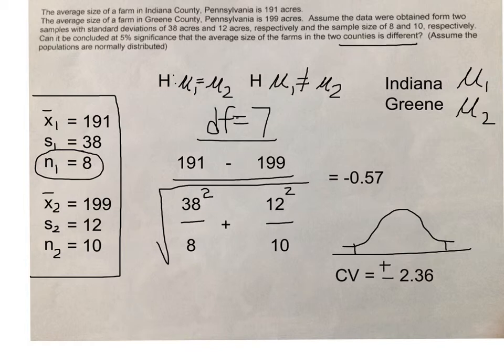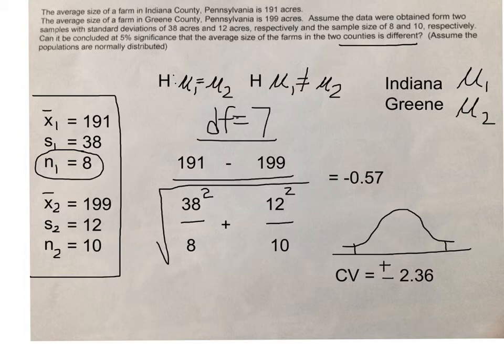So your test statistic ends up being very close to 0, negative 0.57. And your critical value, again, we're focusing on a 5% significance here with 7 degrees of freedom. So when you put that in your calculator or look it up on your chart, you're going to end up with negative or positive 2.36.